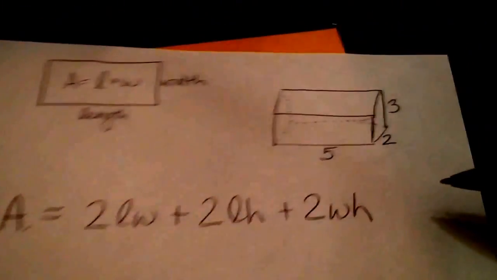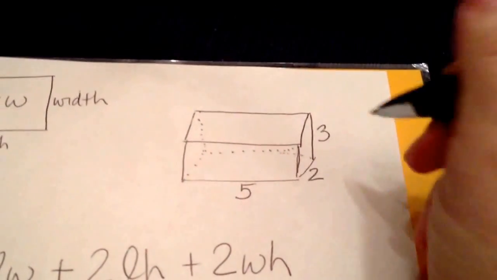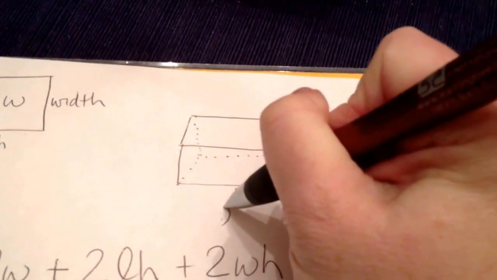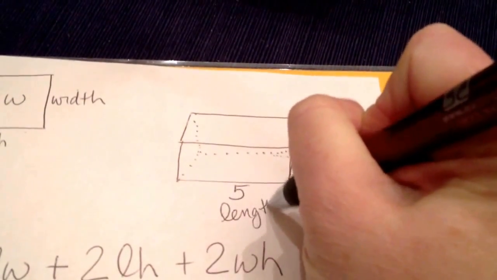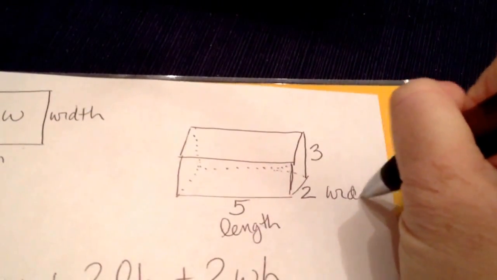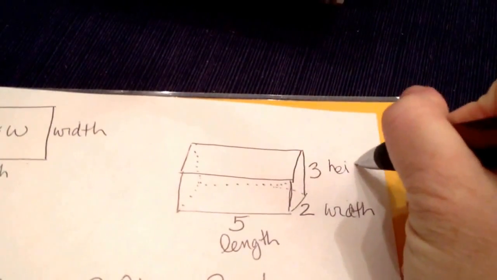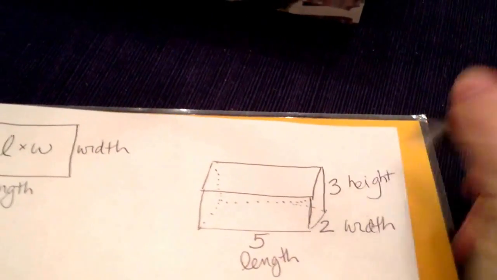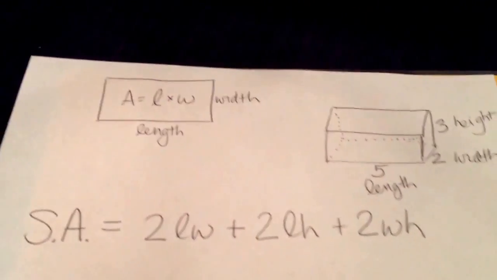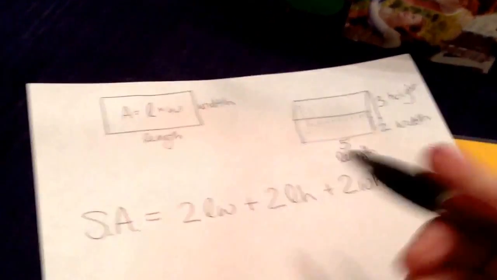So what we'll do, every time you look at a picture, you are going to write next to it which is the length, which is the width, and which is the height. So let's say we're going to agree that this 5 is the length, and that the 2 is the width, and that the 3 is the height. And I do want you to write that down, because next to the number, write which measurement it is so that you don't get confused when you're plugging into the formula. Okay, so what we're going to do is go ahead and plug in our numbers.